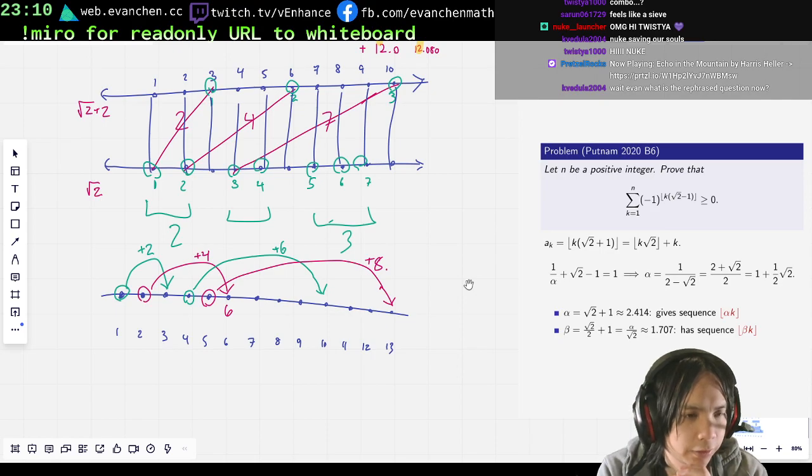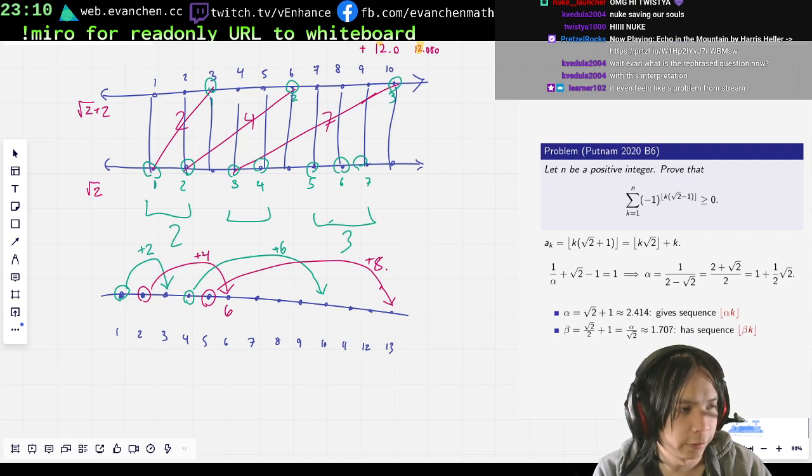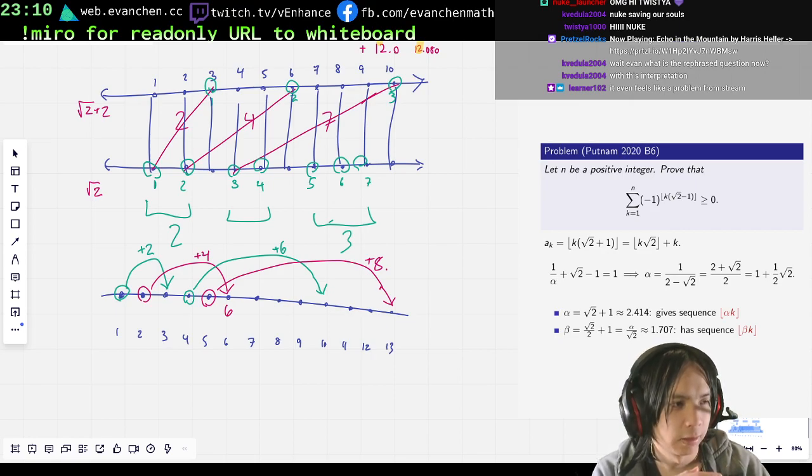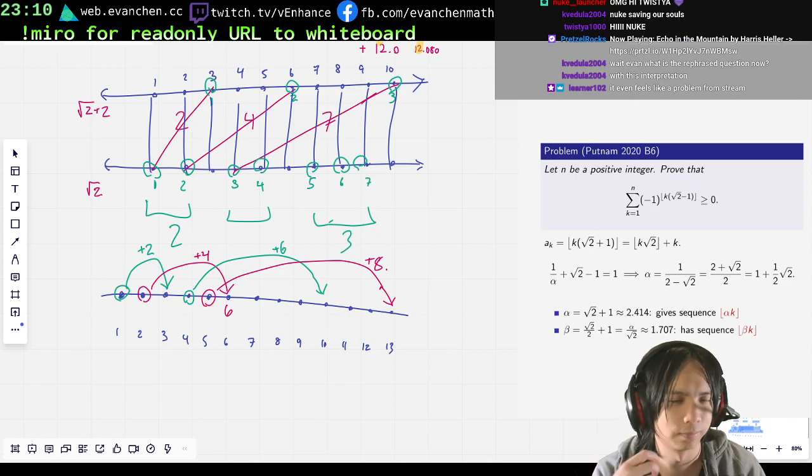What is the rephrased question now? So I consider the following process with a number line. For the ith step, I take the smallest unused number and draw an arrow from that number to that number plus 2i, and then repeat. So step 1 is this green one. Step 2 is this red arc. Step 3 is this green arc. Step 4 is this red arc. And in this way, I generate a bunch of arcs on the circle. And you would like to show something about the parity.